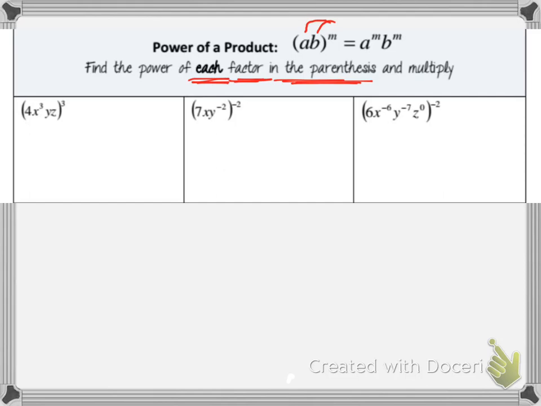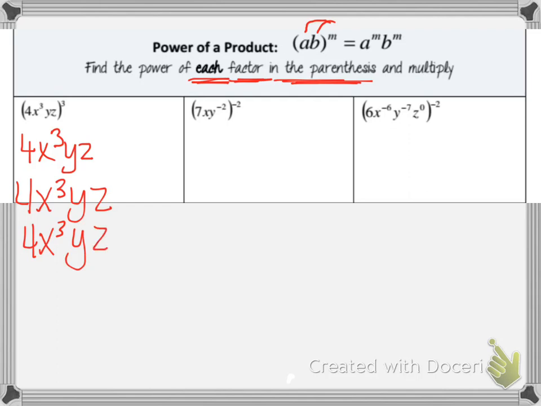So here's what that looks like. Let's start with 4x to the 3rd yz, all raised to the 3rd power, okay? So that means that you have 4x to the 3rd yz, 3 times. So 4x to the 3rd yz and 4x to the 3rd yz. Now remember, these are all being multiplied, okay? I just ran out of room horizontally. So now what you do is multiply your 4's together. So 4 times 4 is 16, times 4 is 64.